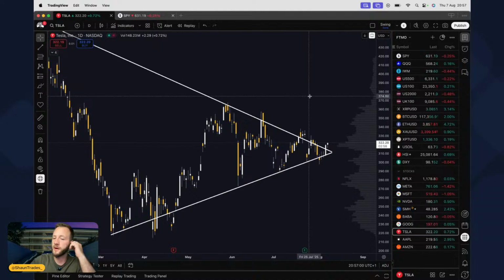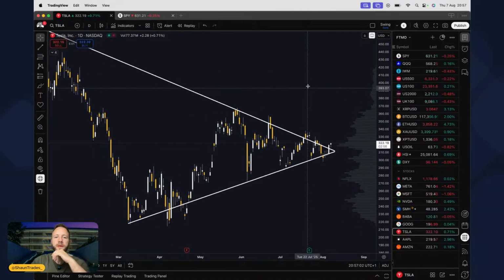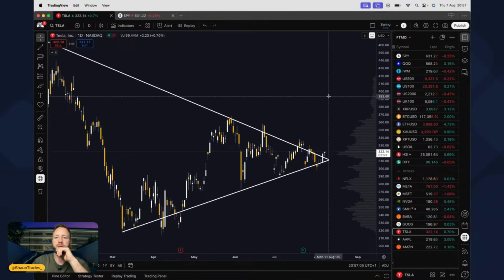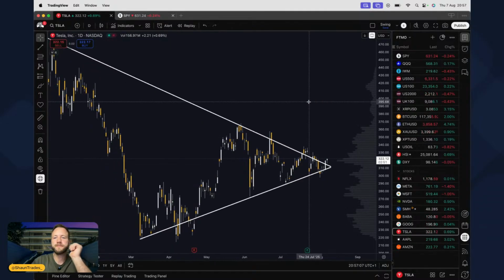So yeah, Tesla, this is one of mine I'm looking at quite closely at the moment, and this is a very simple pushback to 420. Very simple.